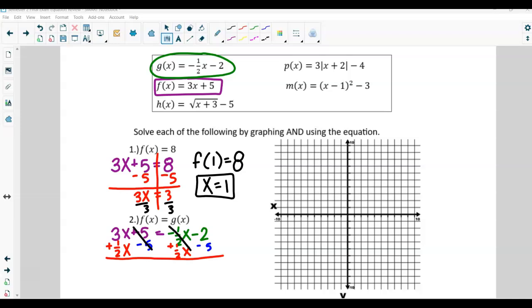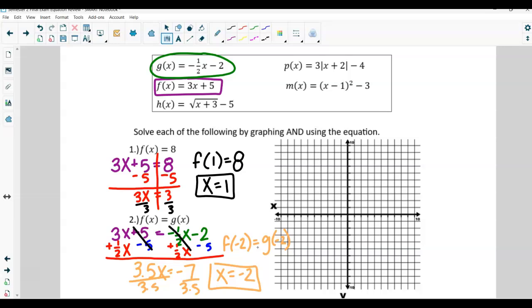Now for number 2, I kind of did 2 steps in one. You want to get x onto one side. Right now it's on 2 sides of the equal sign, and you want to get the constant onto the other side. And so in one of the steps, I added the 1/2 x, and then another step subtracted the 5. So in the end, you should have something that is 3.5x equal to -7. And then when you divide by the 3.5 on both sides, you get that x equals -2. Again, you can put in function notation. f of -2 is the same as g of -2.